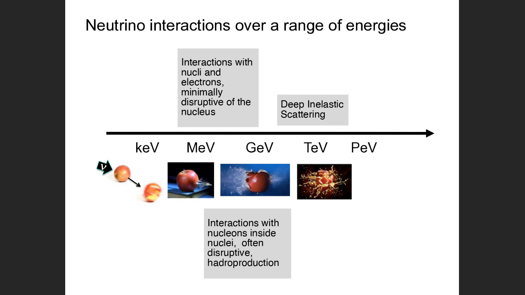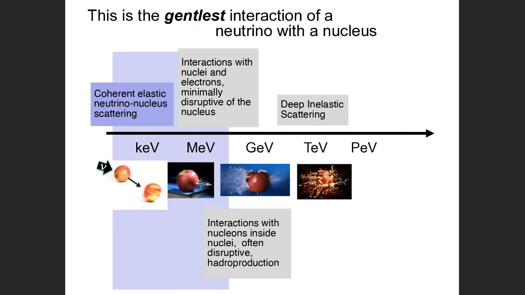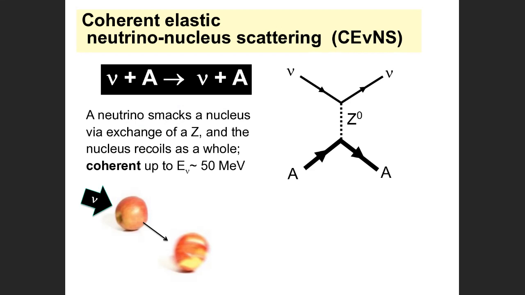Going down a little more in energy, this is the regime for solar and supernova neutrinos. You can have interactions with nuclei and electrons. When you have an interaction with a nucleus, this tends to be less disruptive, but you can still have some kind of debris. But what I'm actually going to be talking about is the very lowest energy regime, where you have very low momentum transfer to the nucleus. It's just a gentle scatter of a neutrino with the nucleus. This is really the gentlest of the neutrino interactions. It's just a kick of a nucleus and the nucleus rolls off. This is the coherent elastic neutrino nucleus scattering regime, and it's a neutral current interaction, exchange of a Z boson, and the nucleus recoils as a whole.